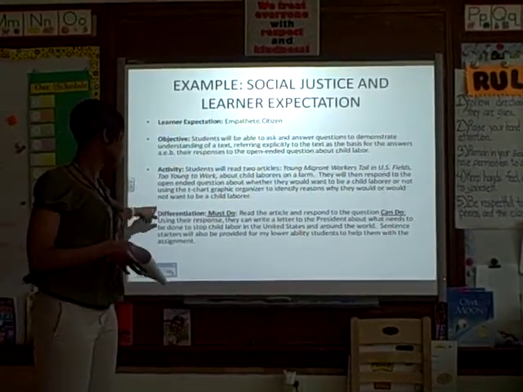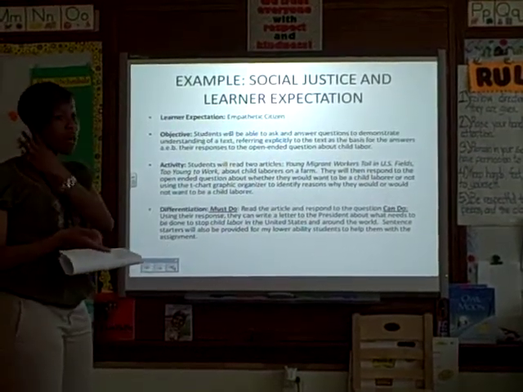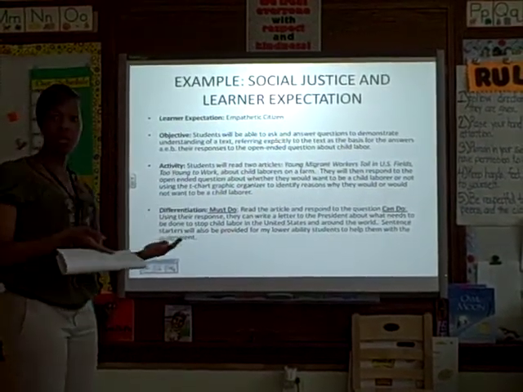And so the differentiation must also be embedded in your center. So they had to read the article and respond to the questions. That's the must do that everyone must do.